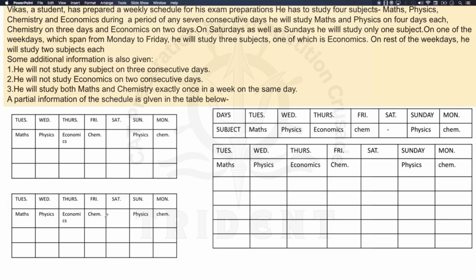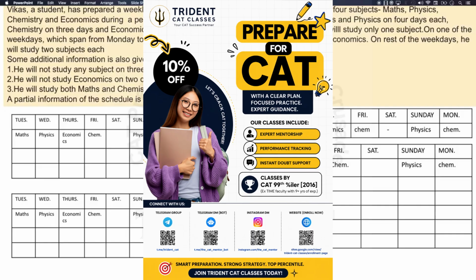Hello everyone, let's look into another set of selection, a very good set in fact. Let's read the set. Vikas, a student, has prepared a weekly schedule for his exam preparation. He has to study 4 subjects, that are maths, physics, chemistry and economics, during a period of 7 consecutive days.